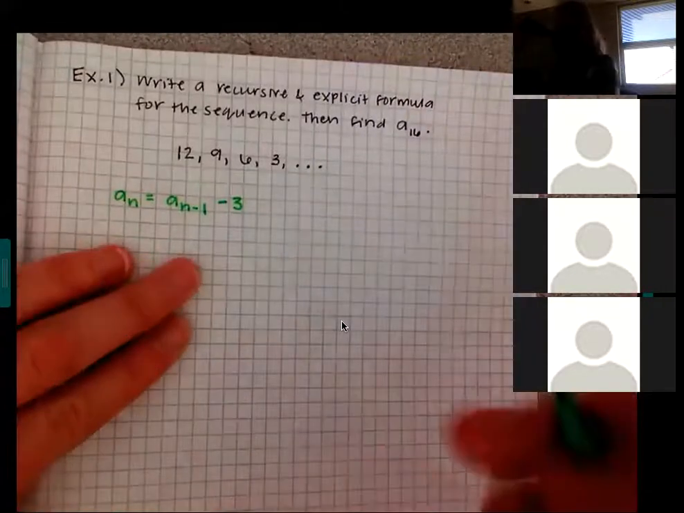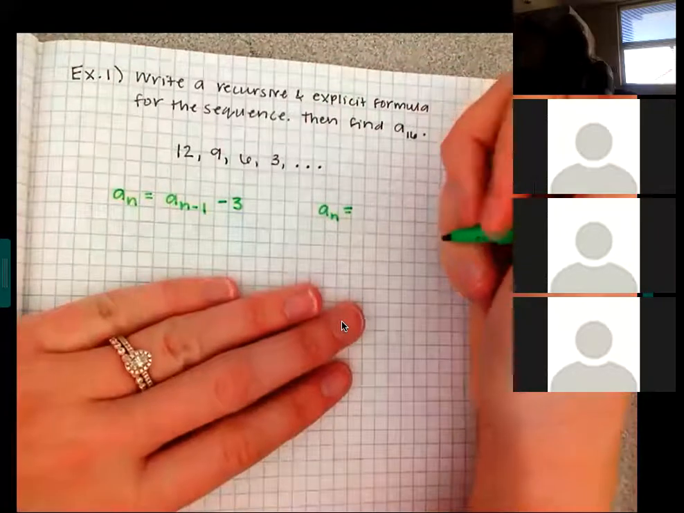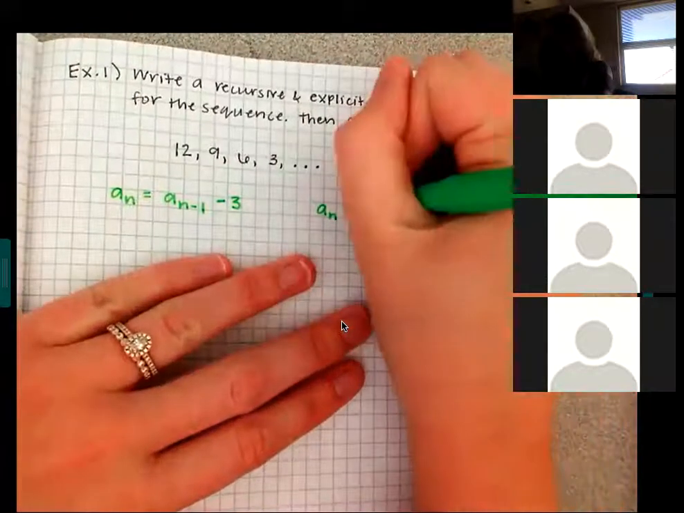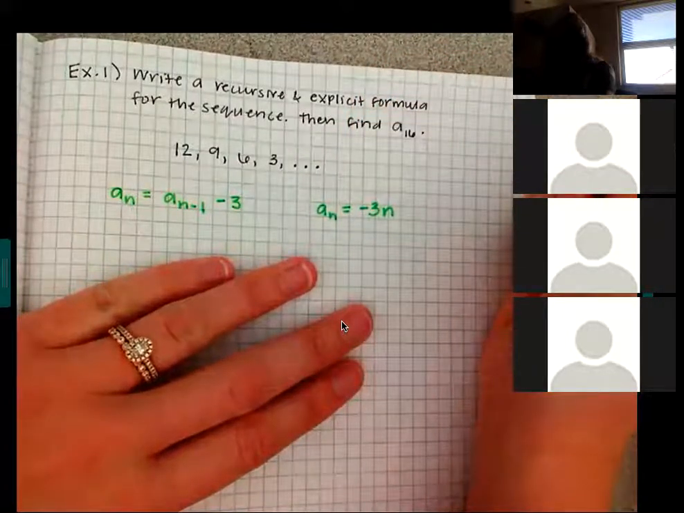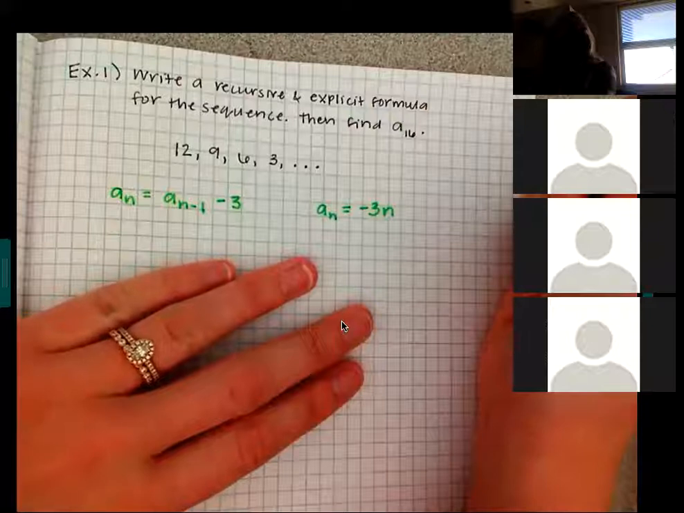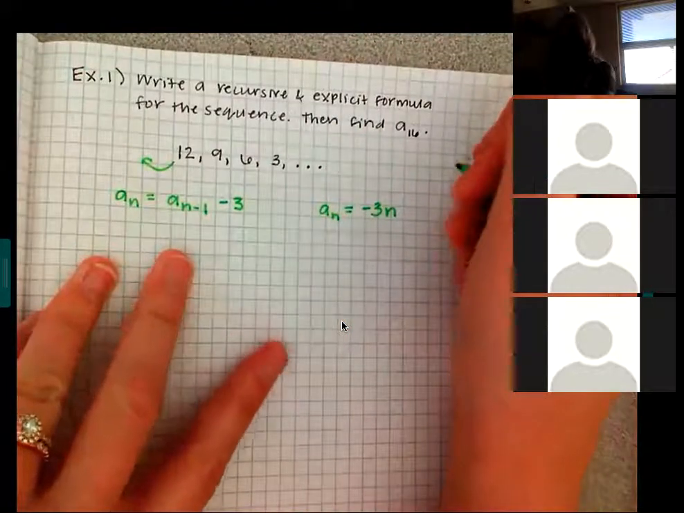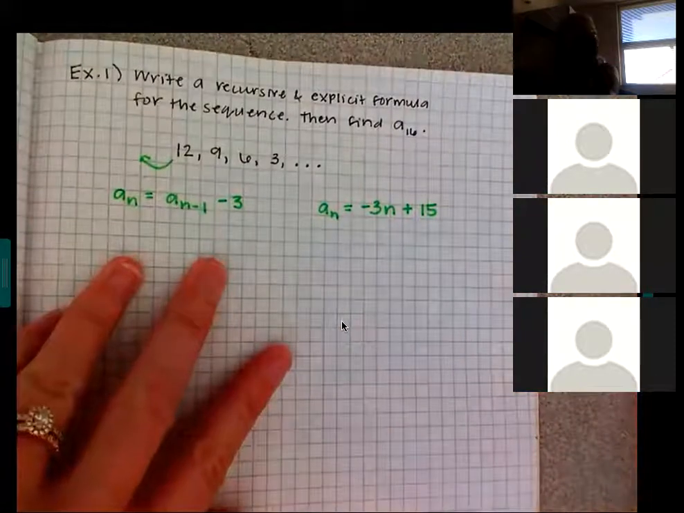Explicit formula, we're not going to use what came before it. We're going to write a general equation. So if we're subtracting 3 each time, does everybody agree that -3 is the slope? So -3n, what would the y-intercept be? Good, good. Y'all got 15 because you worked backwards and added 3, right? To find 0? Perfect. There's your explicit formula. That's it.